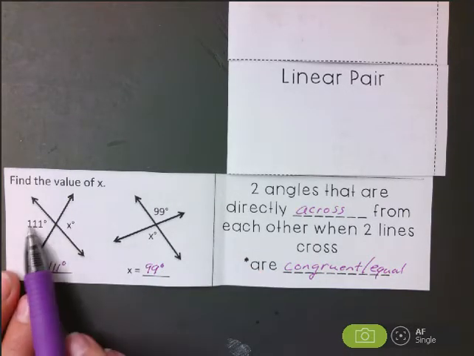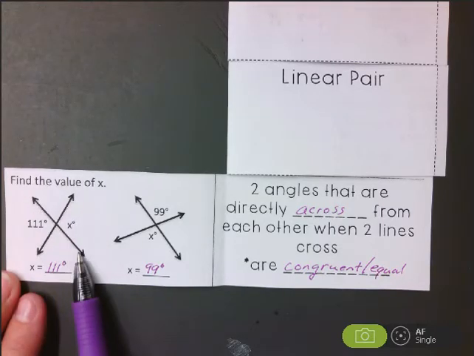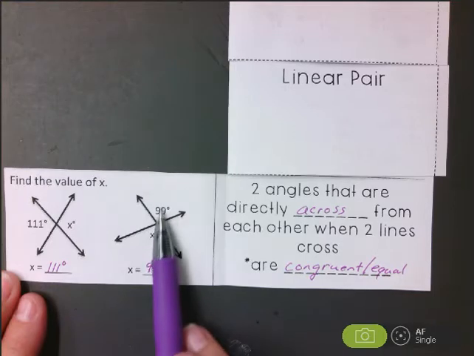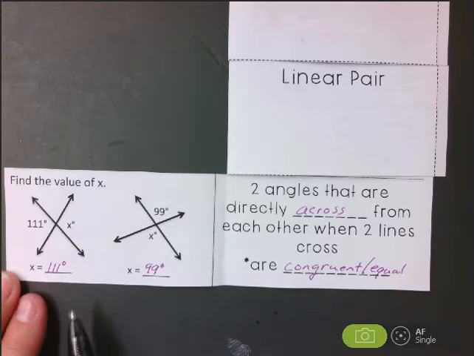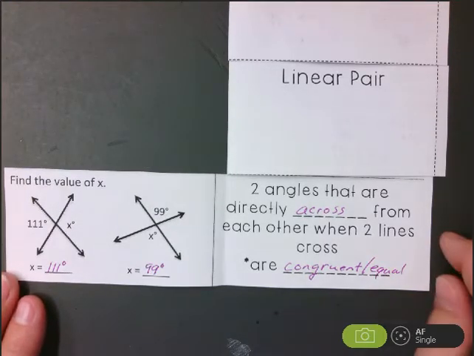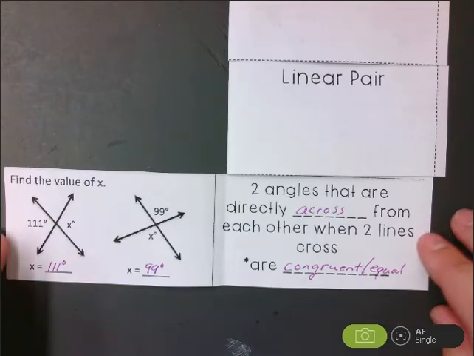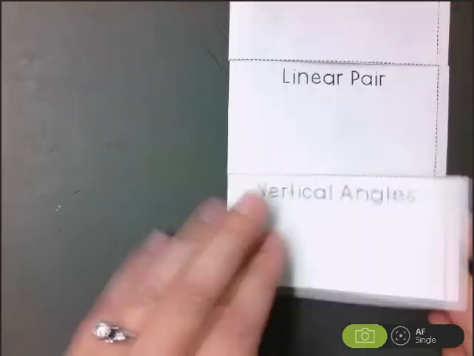Okay, those are vertical. So when you're looking at your two lines intersecting, they are straight across from each other. Straight across, or opposite of each other. Opposite of each other would be another way to say that. Okay? Alright, so that's all for that foldable.